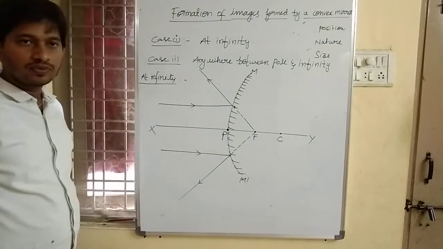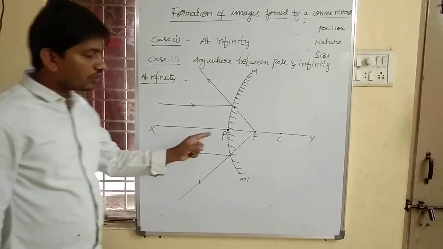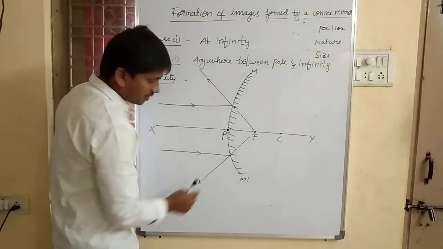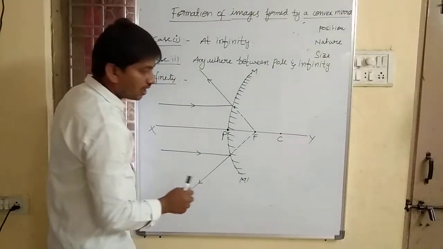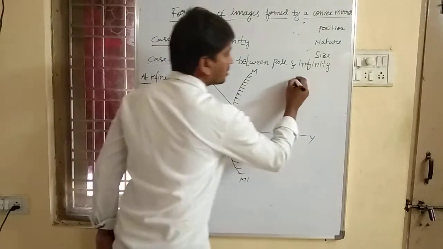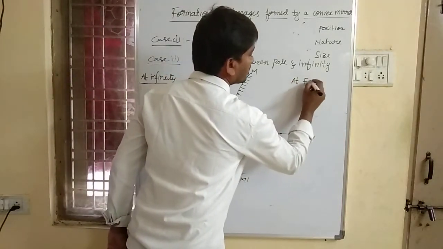If you observe where these two reflected rays meet, this is my first reflected ray, this is my second reflected ray, they appear to meet at this point. We got the image, the position of the image is at focus.